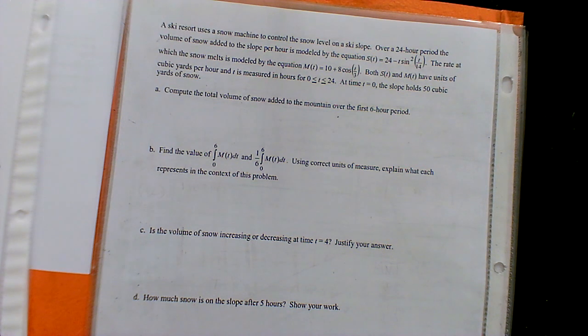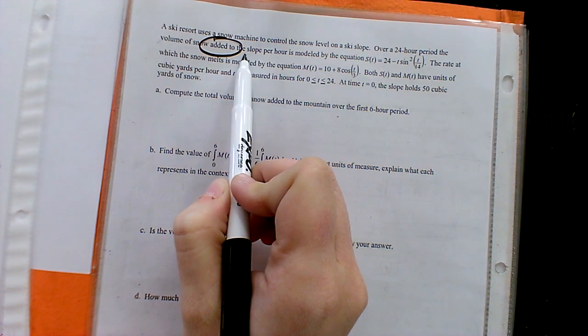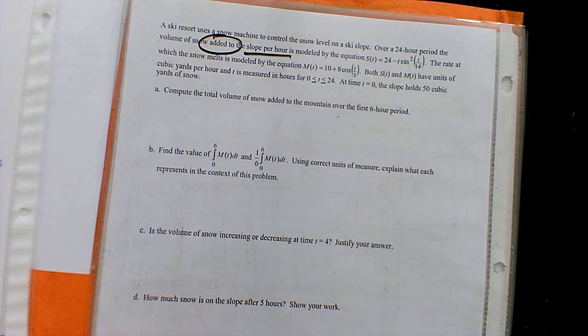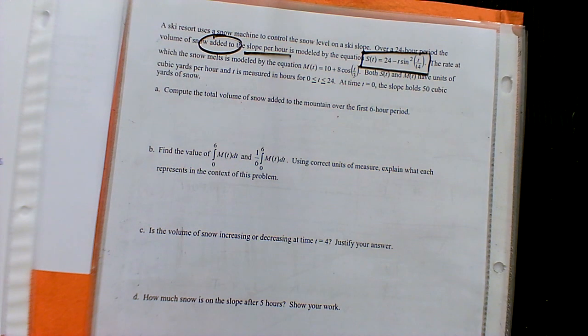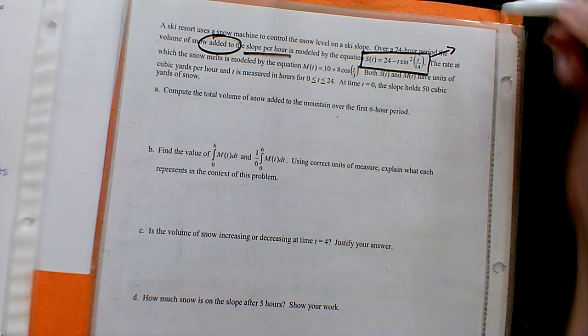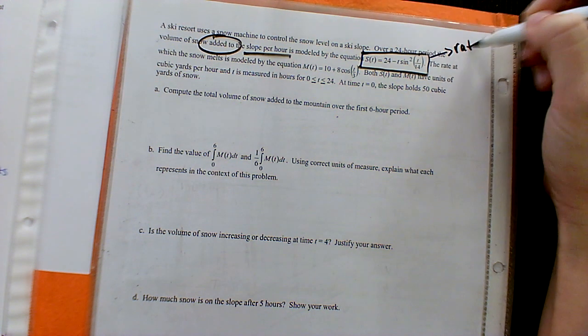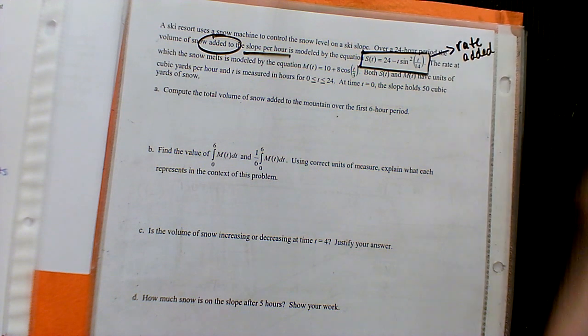A ski resort uses a snow machine to control the snow level on a ski slope. Over a 24-hour period, the volume of the snow added to the slope per hour, so volume per hour, is modeled by this equation S. If this is a volume per hour, then this equation is representing a rate. So this is your rate of snow being added.